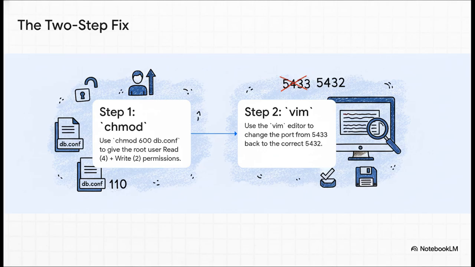First, we need to change the file's permissions using the chmod command, which stands for change mode. We're going to run chmod 600 db.conf. Now that 6 is just 4 plus 2, giving the owner read and write permissions. The 2 zeros take away all permissions for the group and for everyone else. It's much more secure. Once that's done, we pop back into the file with vim, change the port back to 5432, save it, and problem solved.